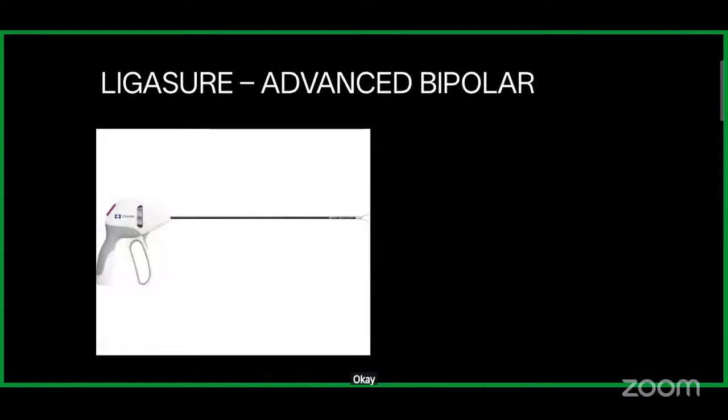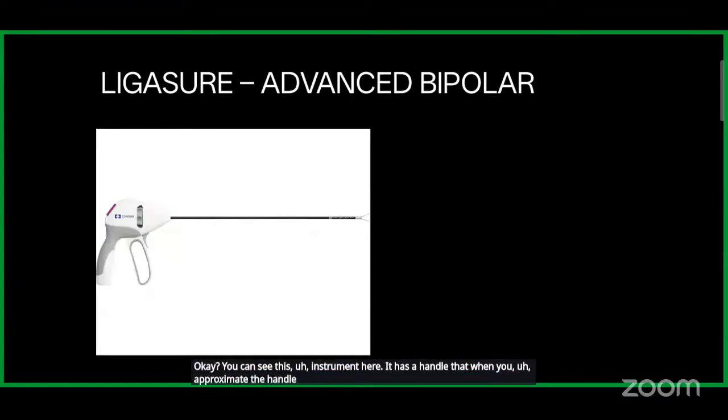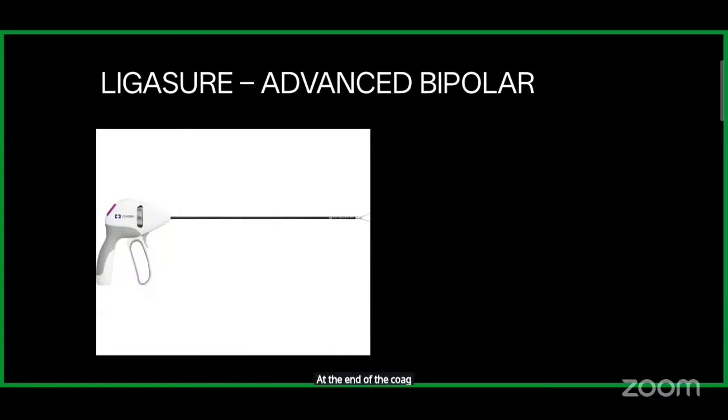Okay, you can see this instrument here. It has a handle. When you approximate the handle, the tip of the forceps will grasp the tissue. Okay, and then you can activate the current. At the end of the coagulation, the generator will give you an audio feedback. It will give you a ping sound to let you know that the coagulation is complete.